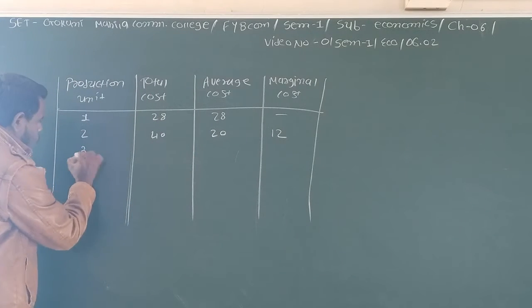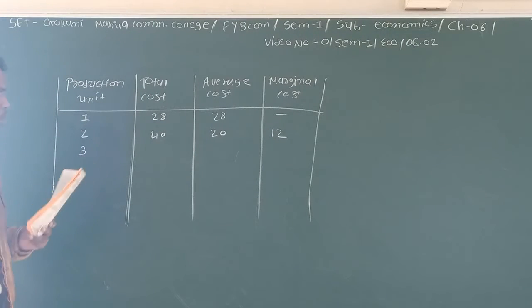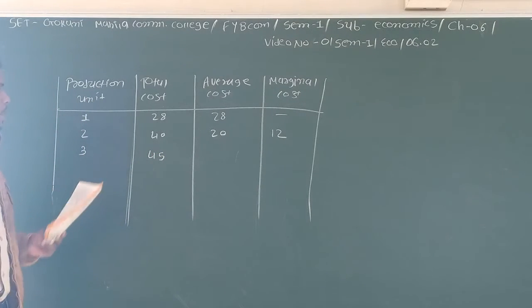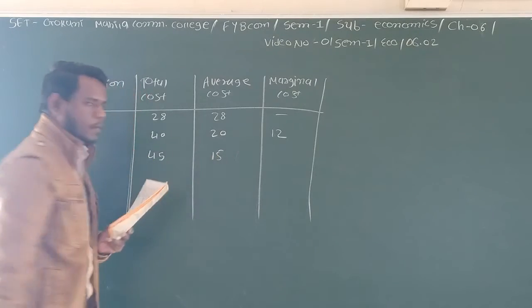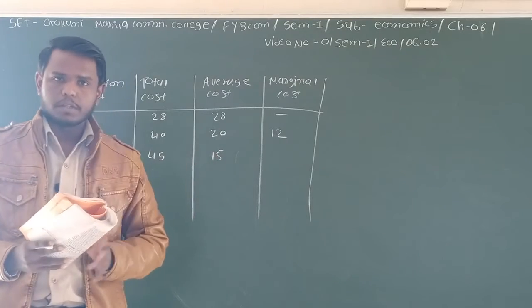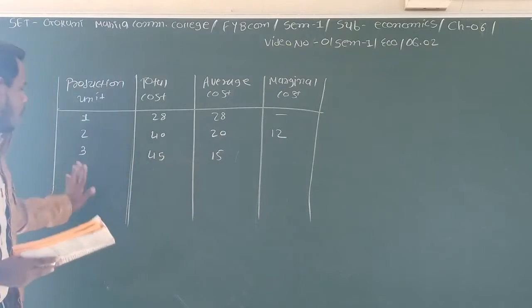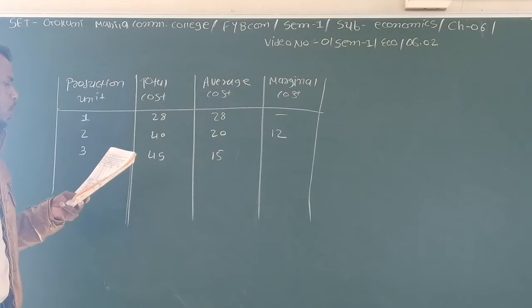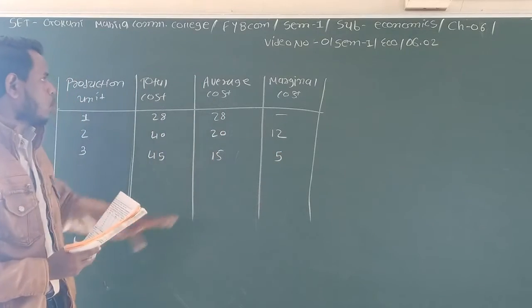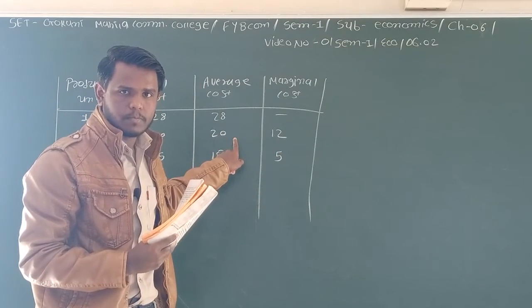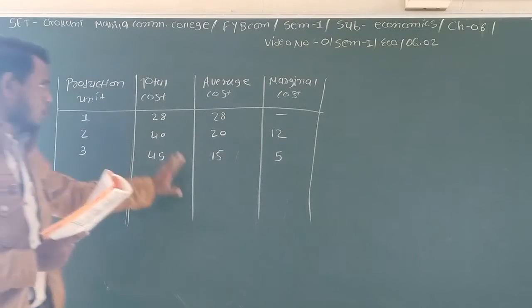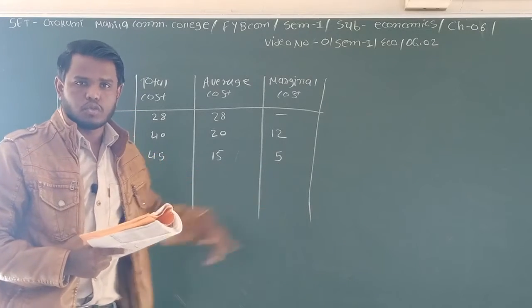When you produce one more unit, at that time your total cost, say for example rupees 50, so 45 divided by 3, at that time your average cost will be 50. This is basic maths. You know how to divide and subtract, right? So 45 divided by 3, that is 50, and 45 minus 40, so here you will get 5. Your marginal cost at 2 units is rupees 12, and your marginal cost at producing 3 units is rupees 5.